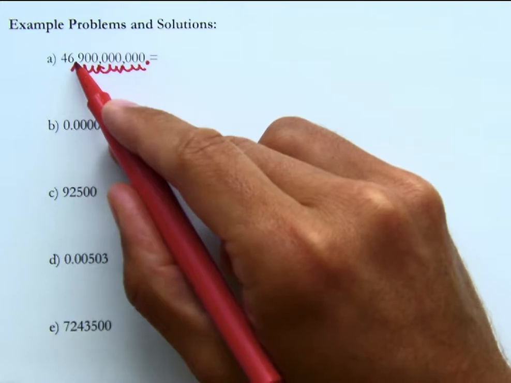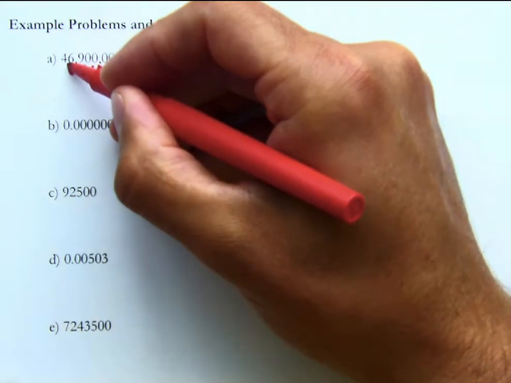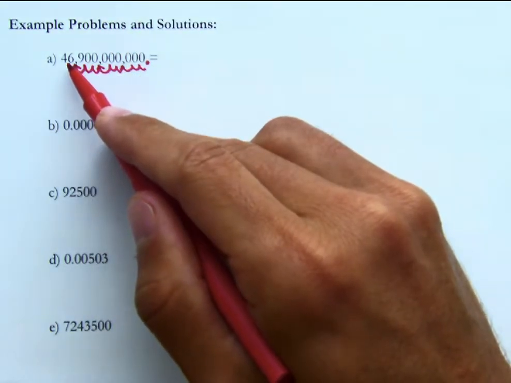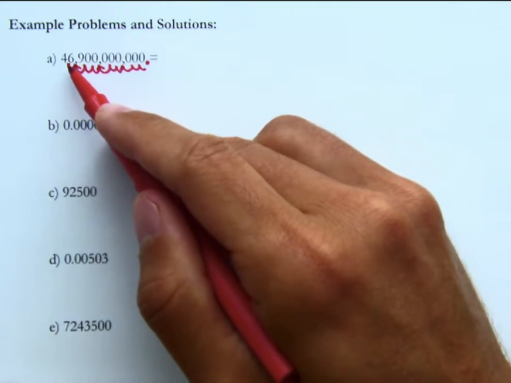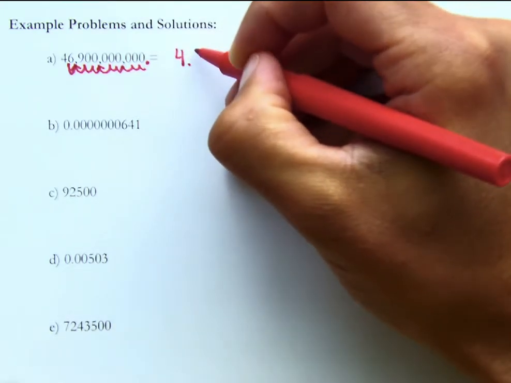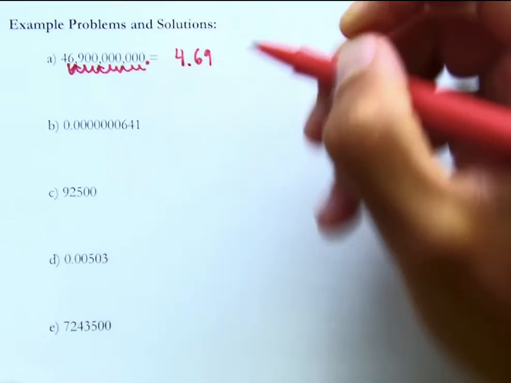Now, is 46.9 a number between 1 and 10? No, it's more than 10. So we actually have to move it another place to right here. If the decimal point's right there, we'd get 4.69. Is that between 1 and 10? Yes. 4.69, that's a number between 1 and 10.